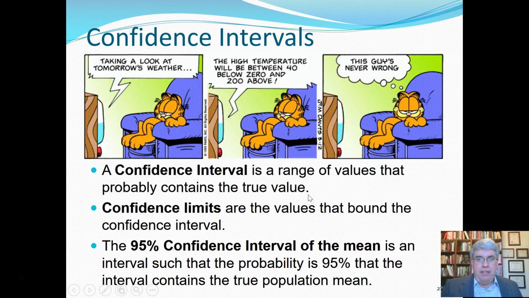Now we're going to be especially interested in the 95% confidence interval of the mean if we're trying to figure out the average of something. It's going to be such an interval that the probability is 95% that the interval contains the true population mean. That means it's kind of like, oh, we're going to throw a dart, it's going to land someplace, and we're going to put a target someplace so that we would hit it 95% of the time.